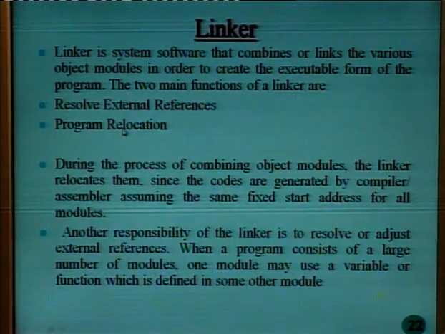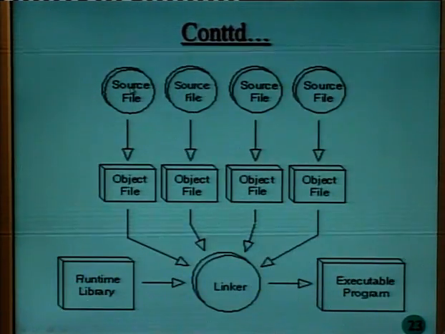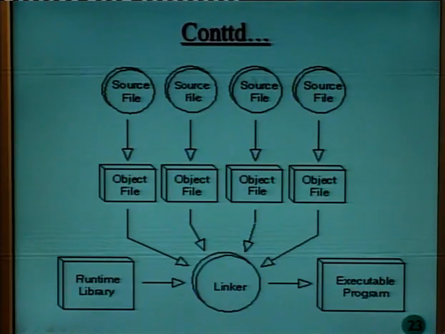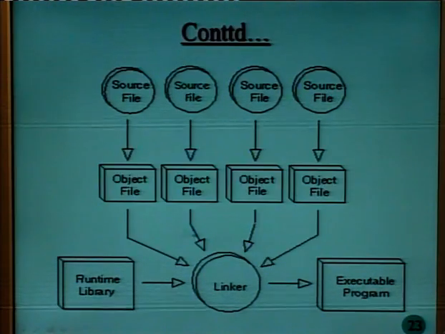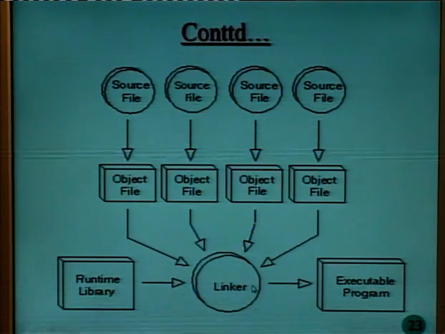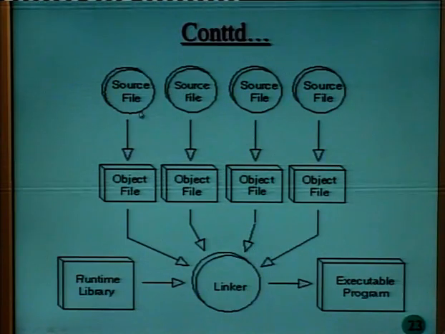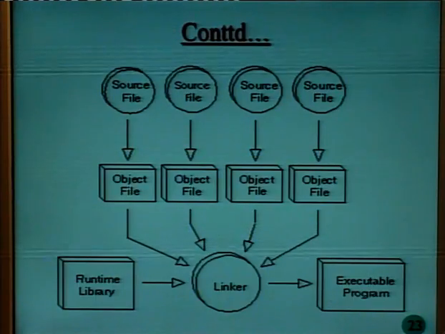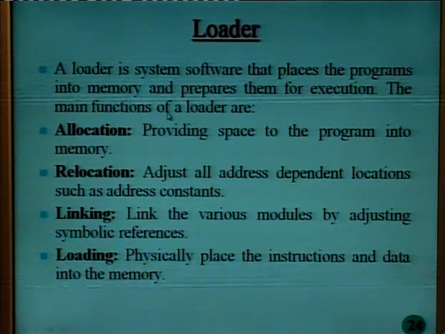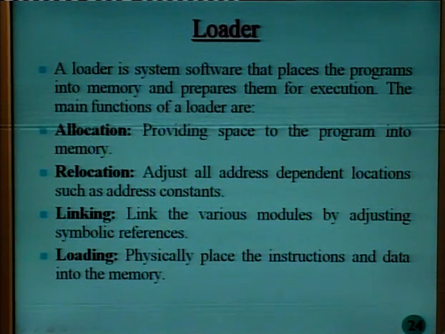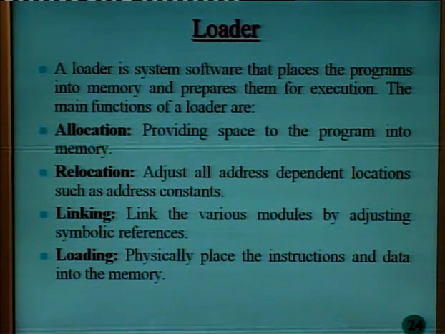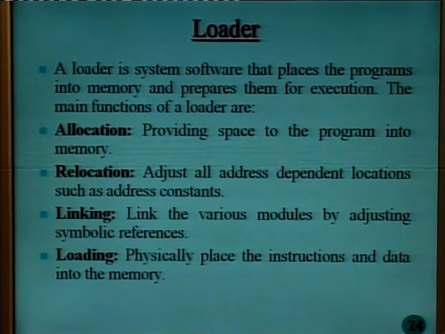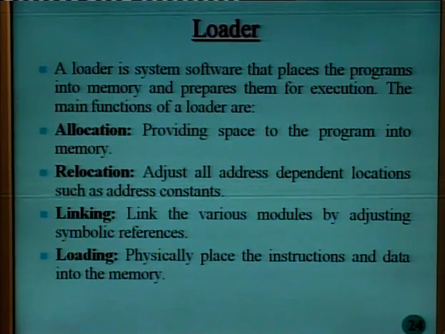So for the program relocation concept, as shown in the picture, we have different source files and different object files, and by using these runtime libraries, the linker will link these different object modules and finally produce a single executable code. So next, after a linker links different object modules, the next function is the loader. The loader is basically a system software that will load a program into main memory and prepare it for execution.